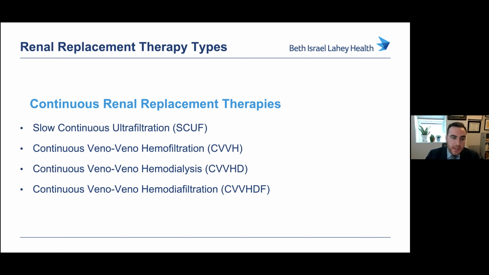CRRT is something that's continuous. The 4 different modes of CRRT are slow continuous ultrafiltration, and then CVVH, CVVHD, and continuous veno-venous hemodiafiltration. I'll talk about all these modes and how they kind of build on one another. SCUF is integrated in CVVHD.